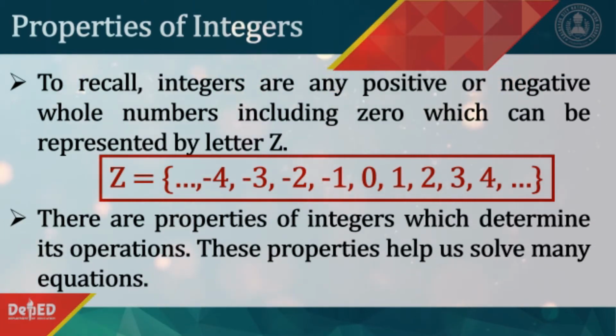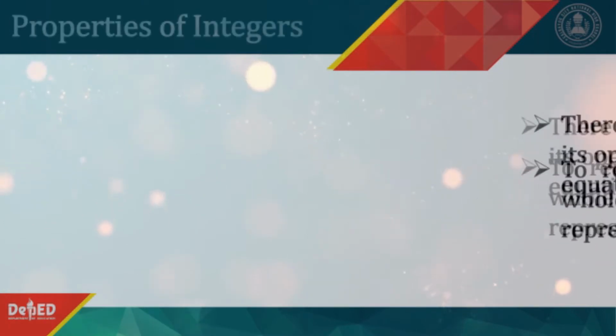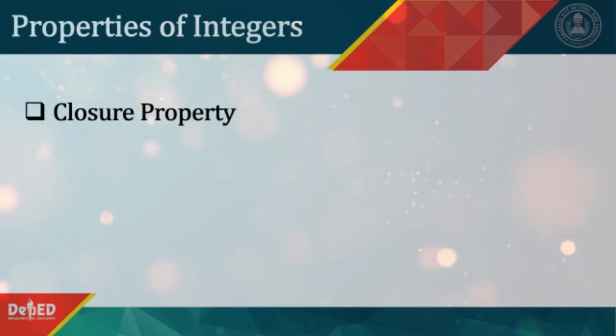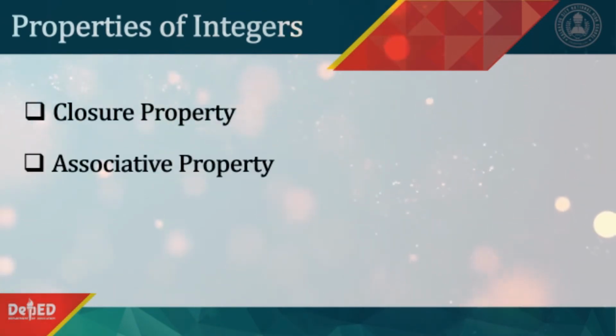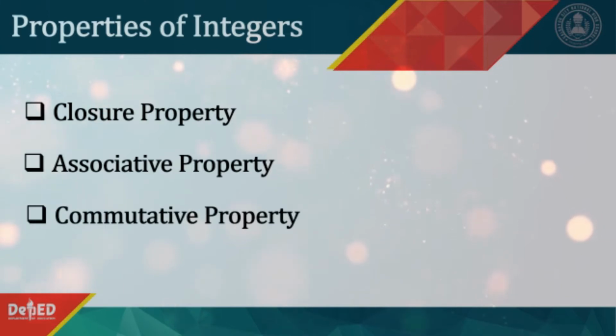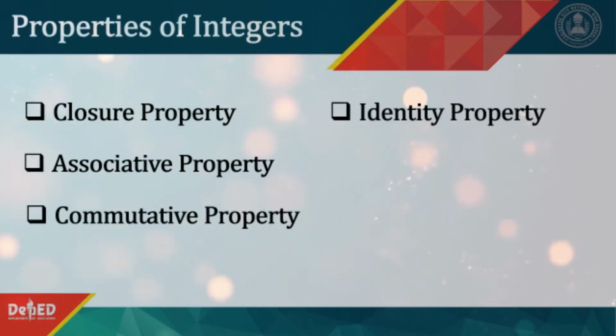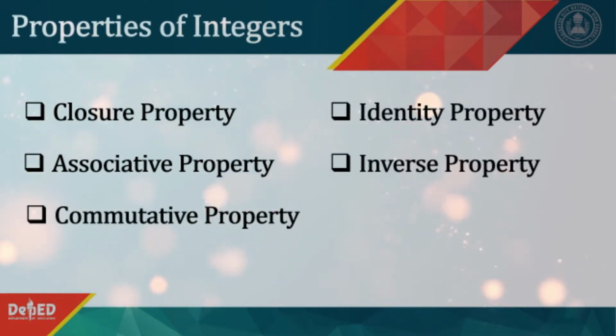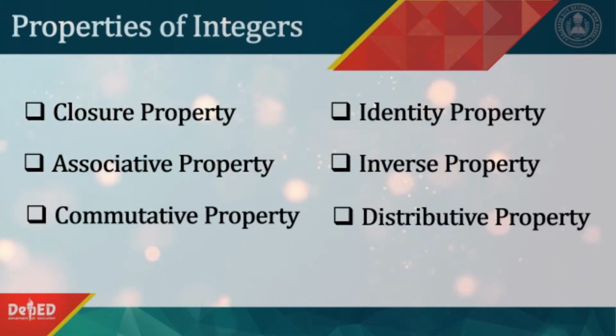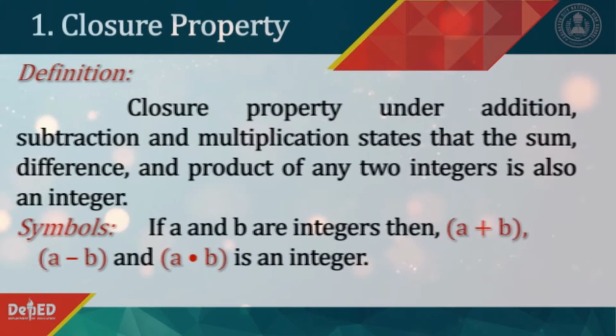The following are the important properties of integers: closure property, associative property, commutative property, identity property, inverse property, and distributive property. Let's talk about closure property first.